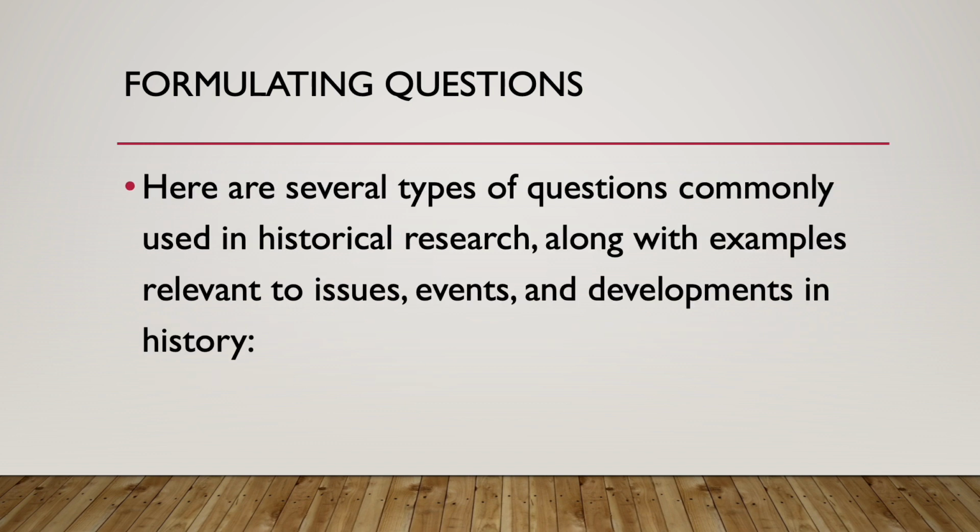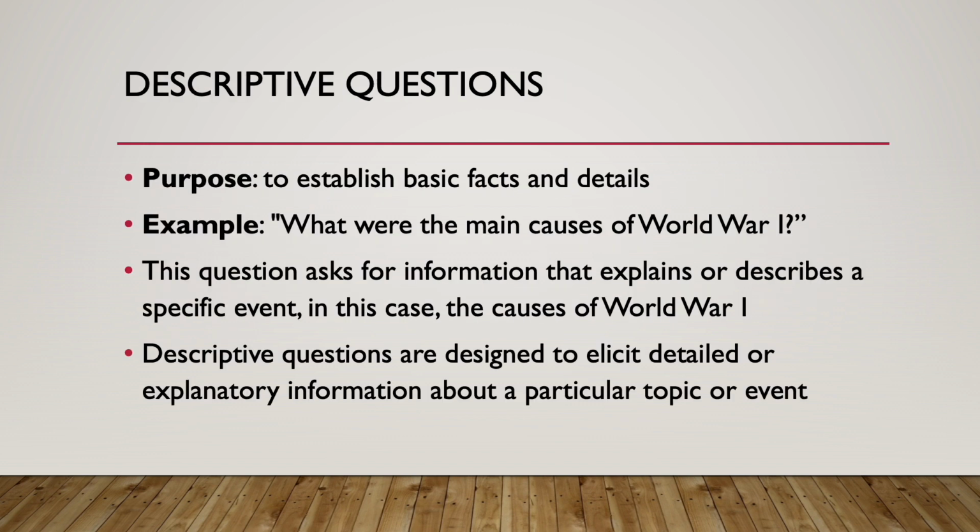Here are several types of questions commonly used in historical research, along with examples relevant to issues, events, and developments in history. Descriptive questions. Purpose: to establish basic facts and details. Example: what were the main causes of World War I? This question asks for information that explains or describes a specific event, in this case, the causes of World War I. Descriptive questions are designed to elicit detailed or explanatory information about a particular topic or event.